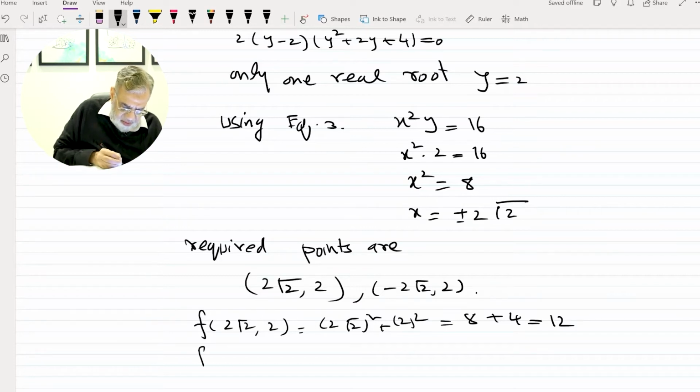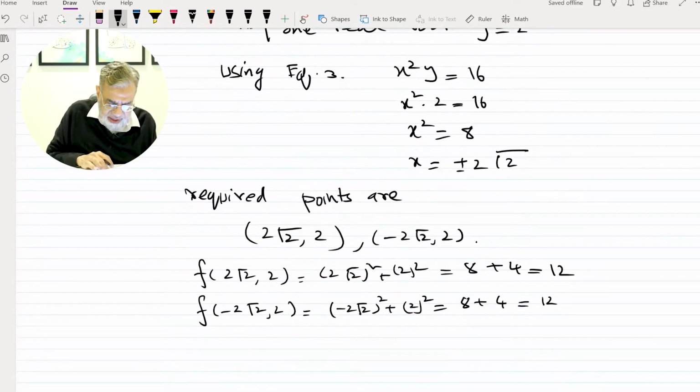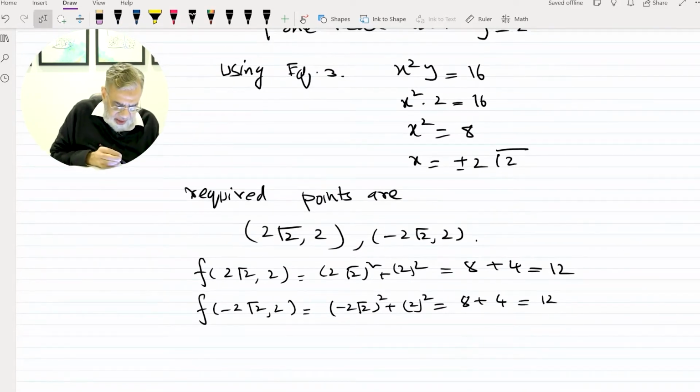We find the second value of the function at the point minus 2 root of 2 and 2. That's also, I get here minus 2 root of 2 whole square plus 2 whole square. Again, I get here 8 plus 4 is equal to 12. So we say this function will get the least value at 2 points.